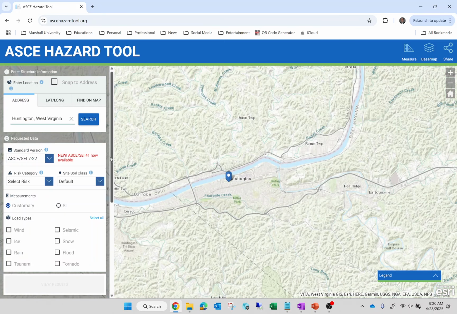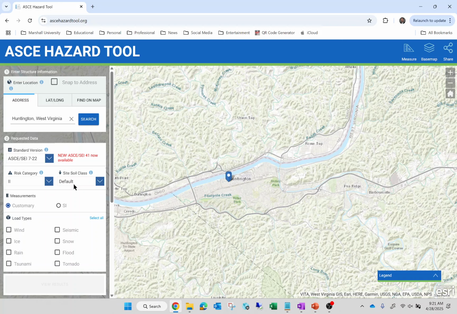Okay, so here's Huntington, West Virginia. That should look pretty familiar, hopefully. Let's look at our risk category. We're going to assume risk category 2. One thing you'll notice is that it's asking for a site soil classification. That doesn't affect anything we're doing yet, but it does affect your seismic forces, because depending on the soil characteristics, you can get different accelerations transferred to the building that generate seismic forces you need to design for.